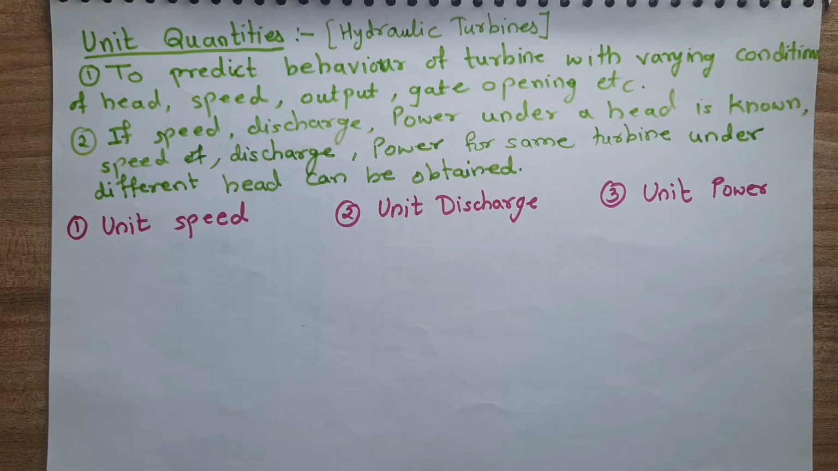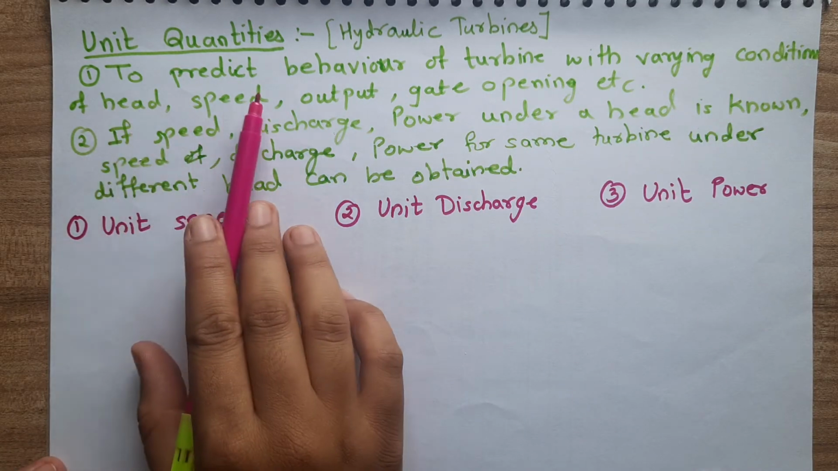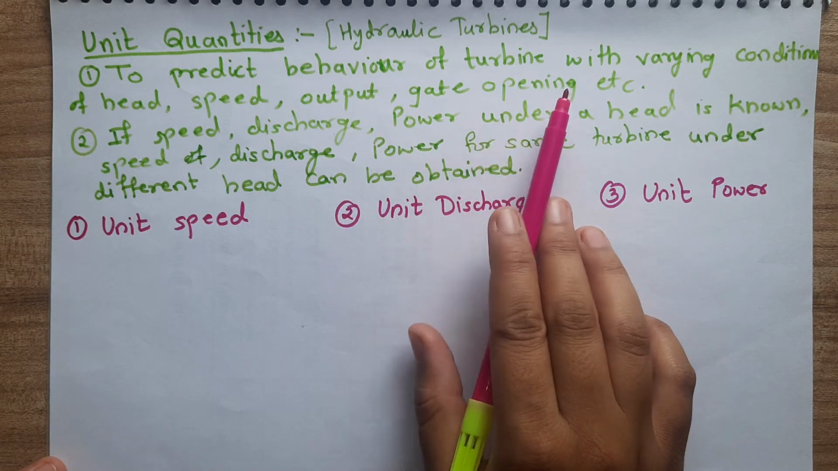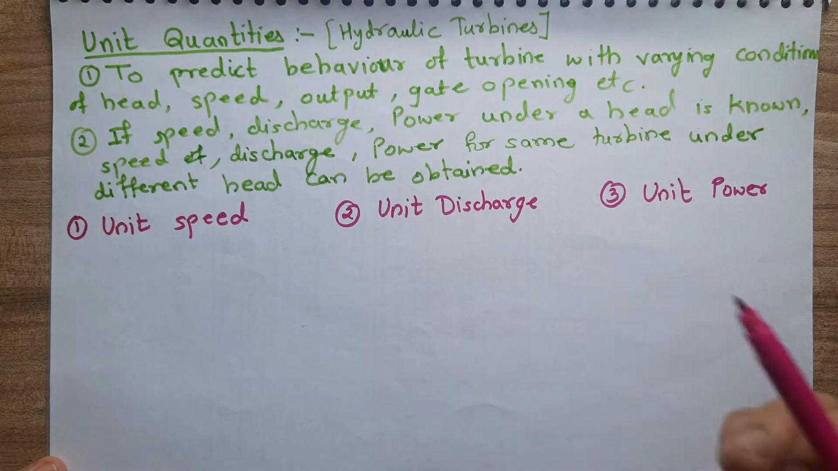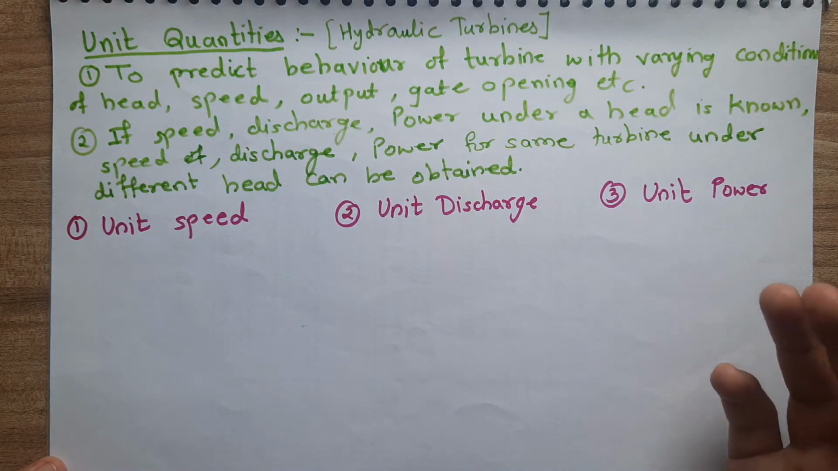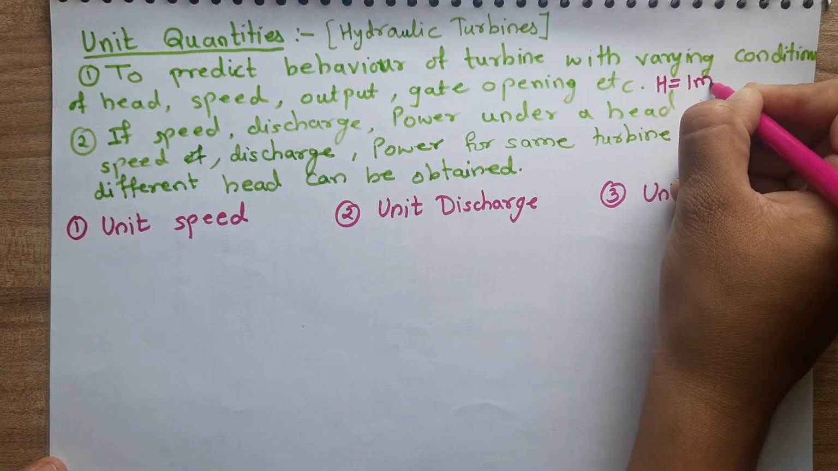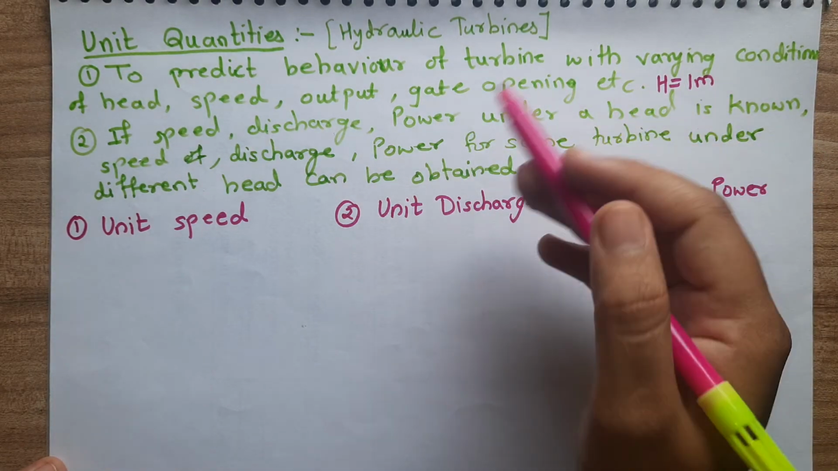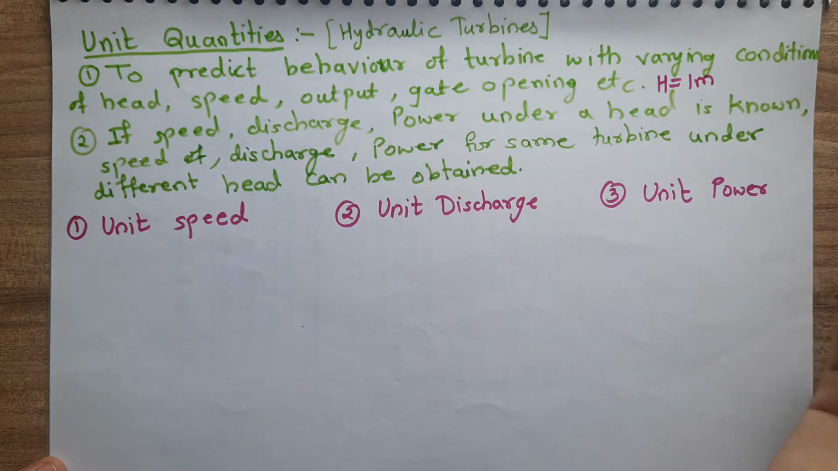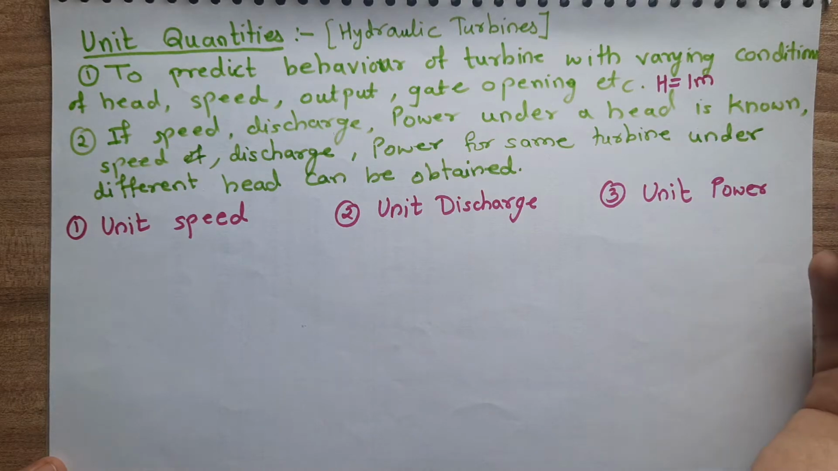So today's topic is unit quantities of the hydraulic turbine. To predict the behavior of the turbine with varying conditions like head, speed, output, gate opening, etc., quantities are expressed in such a way that when the head of the turbine is reduced to unity, that means H is equal to 1 meter. So the quantities which are related to the particular turbine are calculated for the turbine when it is working under a unit head.